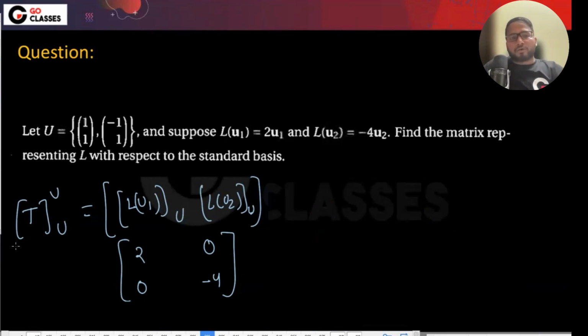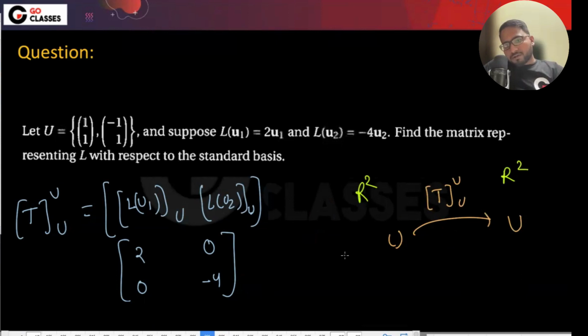So let's suppose this is R2, and this is also R2. The transformation that we have in our hand is from U to U. Now, let's suppose I'm representing the standard basis by S. Maybe E or B, you can do anything, but let's just take it as S. So they're more interested in the S to S journey.